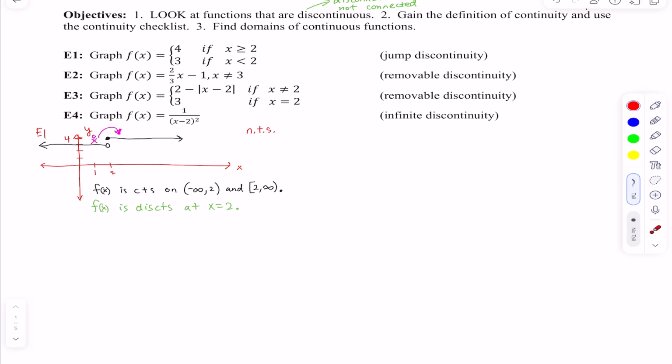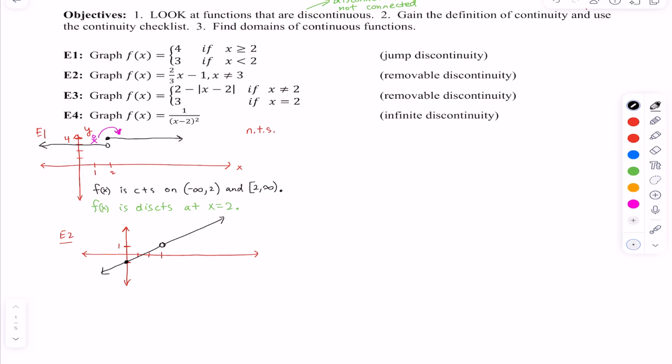Let's look at another example. Let's look at example 2. Example 2 looks like a straight line. However, x is not equal to 3. So that means 3 is not in the domain of the function for example 2. We could use slope y-intercept form. And you'll start to realize, because 3 is not in the domain, we have a removable discontinuity.